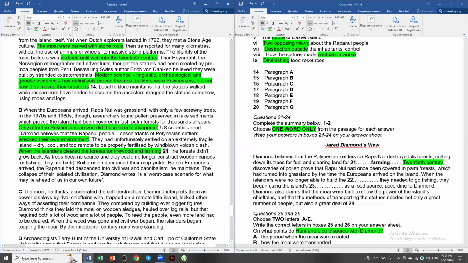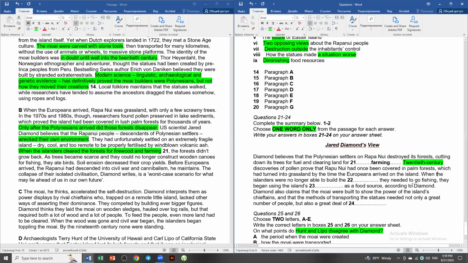The forest didn't grow back, so as trees became scarce and they could no longer construct wooden canoes, okay, which had turned into grassland by the time Europeans arrived on the island. So it had turned into a grassland means the forest disappeared or something related to that. We're not really sure.